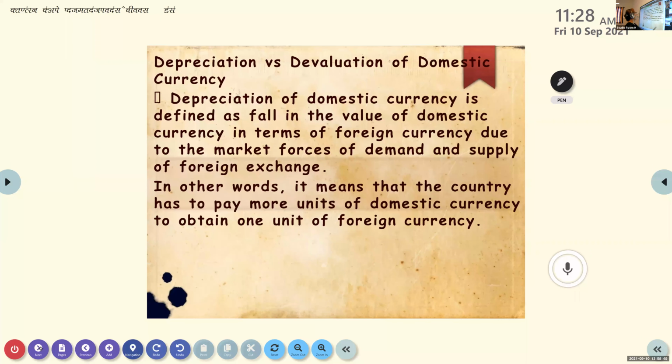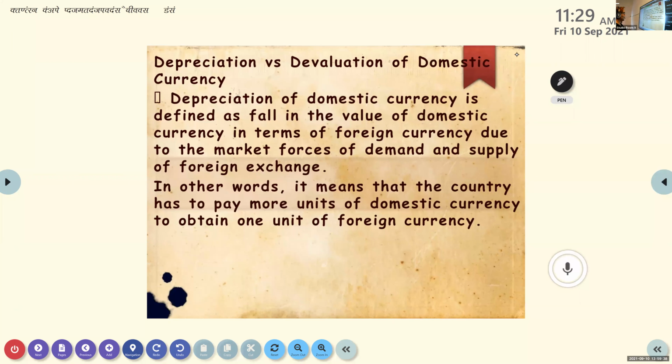Okay. Next is about depreciation and devaluation of domestic currency. These are two different terms. What do you mean by domestic currency? Sharath, do you know? Indian currency. Domestic currency, currency within a country. Okay, Sharath.